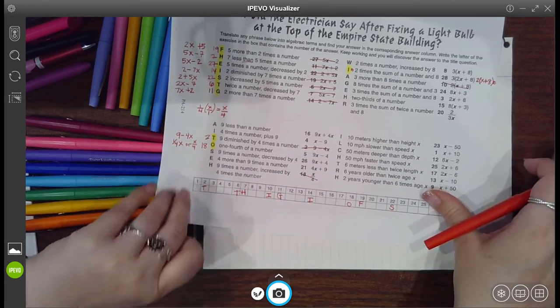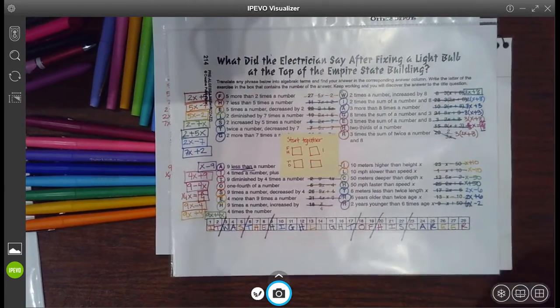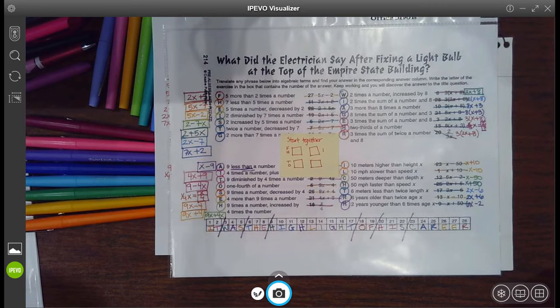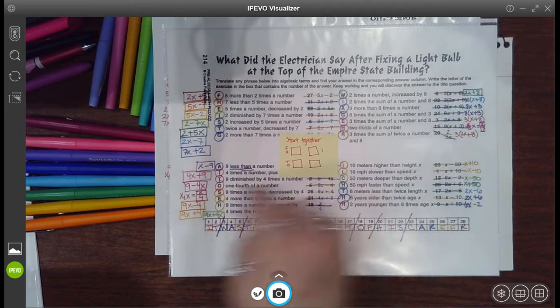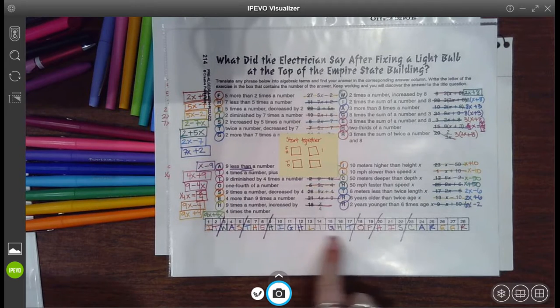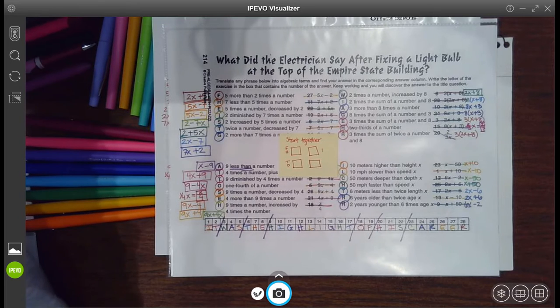If you want, you can go ahead and try the other ones and see if you get them right. Okay, and then when you unpause and double check yourself, this is what you should have gotten. I wrote the answers over here for these guys, here for these guys, and here for these guys. And then that's the riddle you should have gotten. If you got all those right, congratulations. You are now an expert at translating word phrases into algebra.